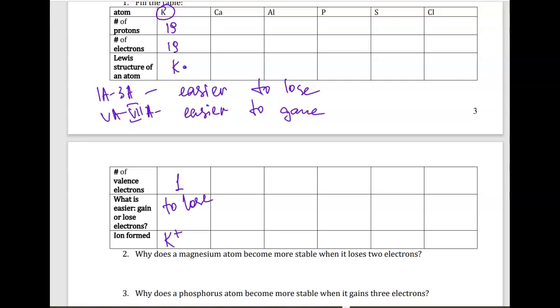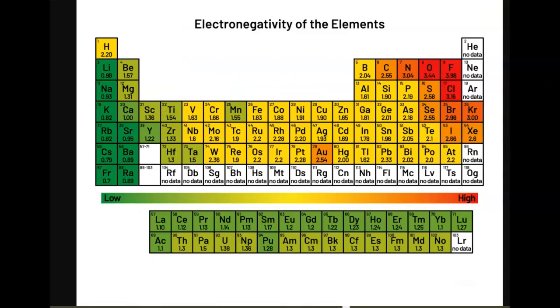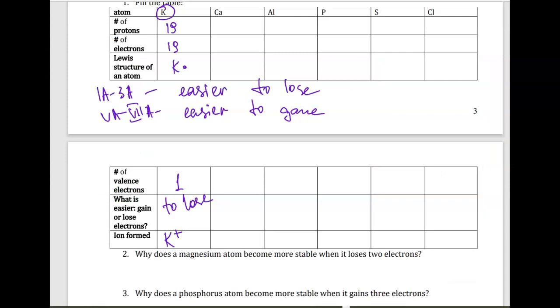Let's do another one. So calcium. Jump here. The atomic number is 20, group number is 2A and period number 4. So the number of protons is 20, because of the atomic number. Number of electrons, 20. Lewis structure, 2 electrons, 1, 2. Why 2? Because, oh, I'm sorry.